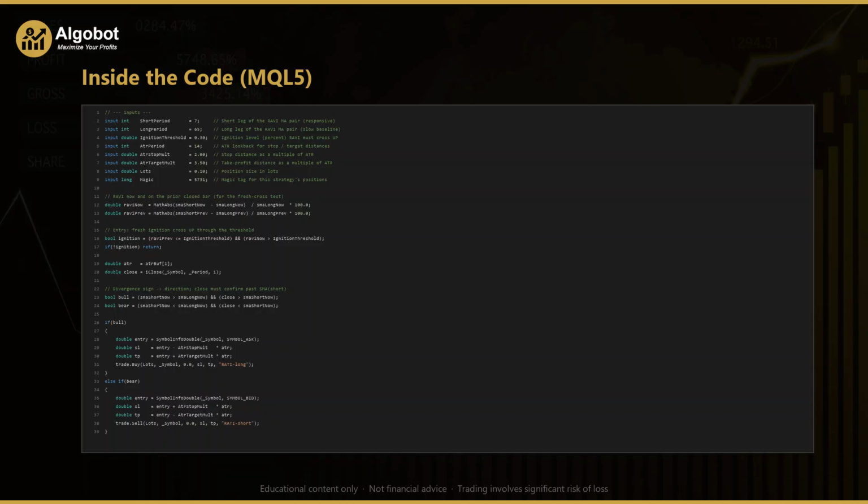The ignition line combines them: the previous RAVI at or below the threshold, and the current RAVI above it. That is the fresh cross. If it is not present, the function returns and nothing happens.